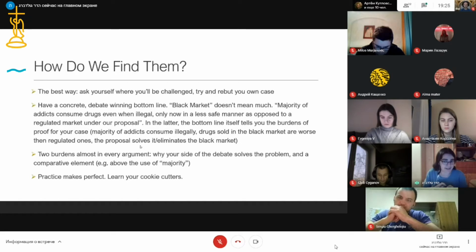By the way, this is classically applicable in black market arguments. It's very easy to show that even when you have a legal market, you also have a black market parallel to it that also sells the worst kind of drugs in addition to the legal ones.